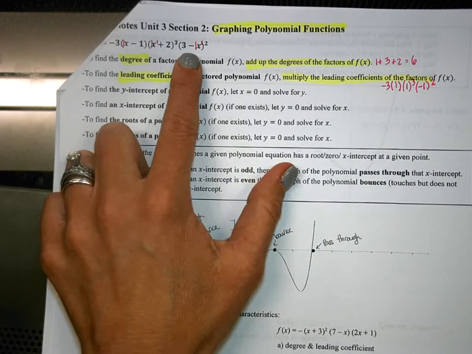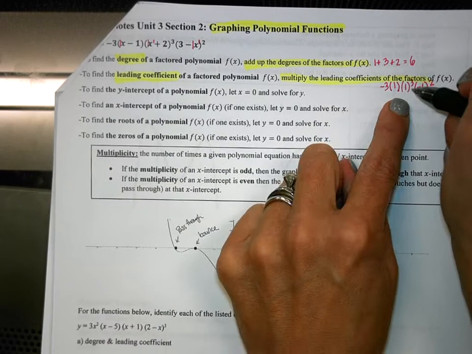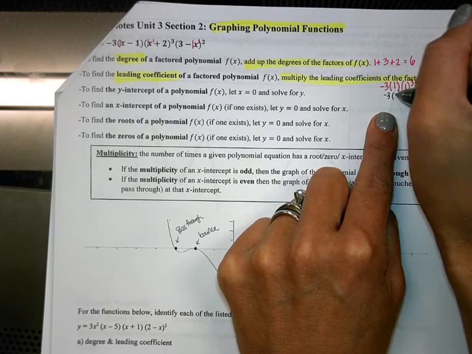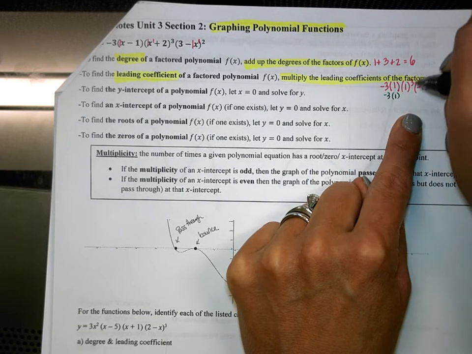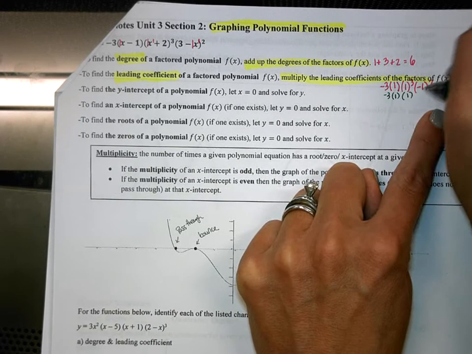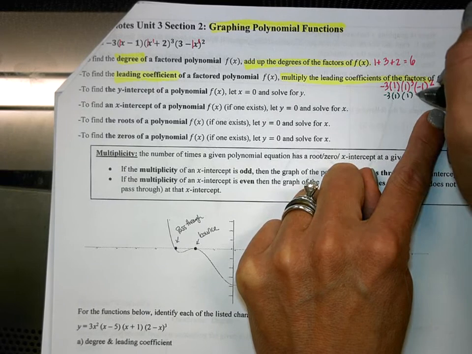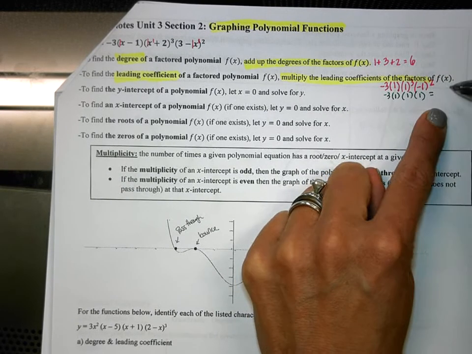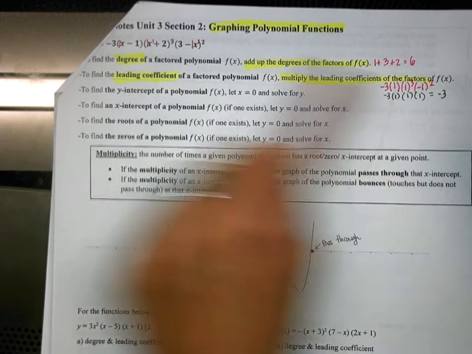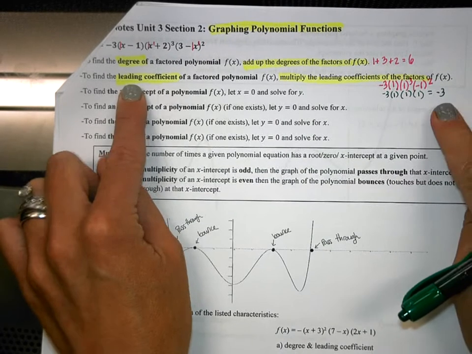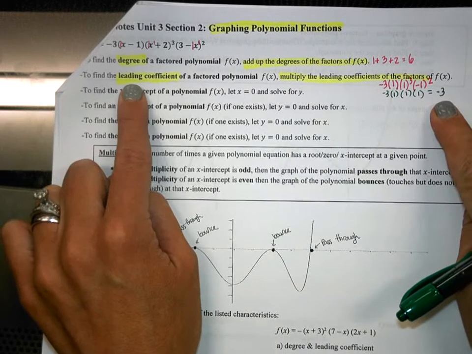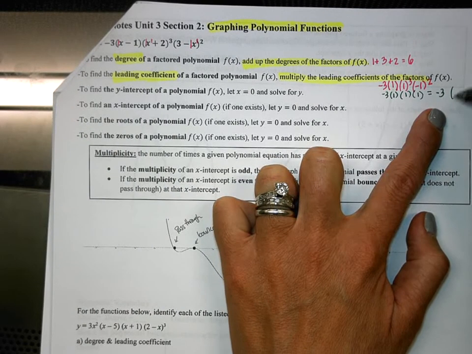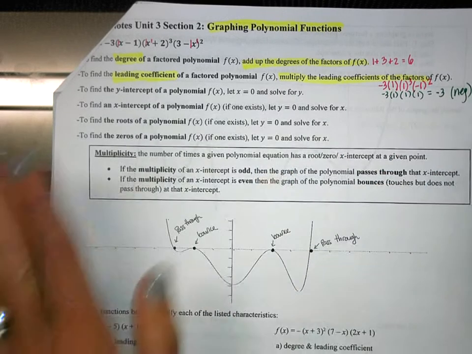When you're multiplying these numbers, you need to take care of exponents first. So I still have -3 times 1, and then 1 to the 3rd power is 1, and -1 to the 2nd power is 1. When I multiply all of that together, what do I get? -3. When we're talking about leading coefficients, I found that it's -3, but the most important part is that it's negative. Any questions there?